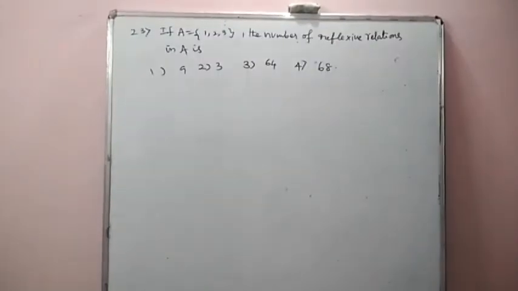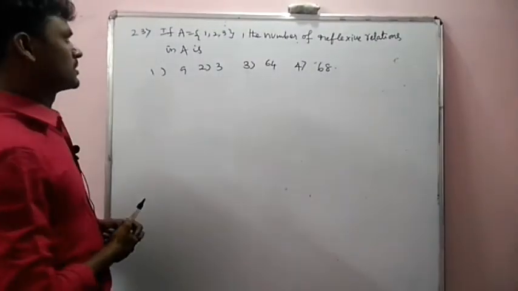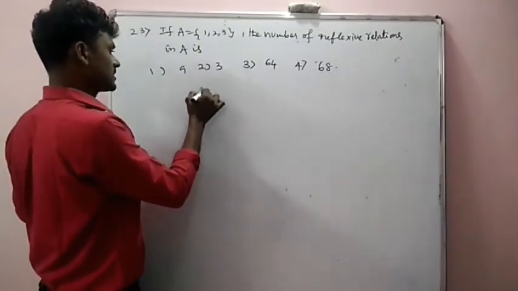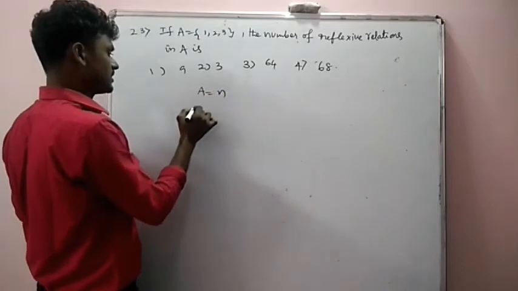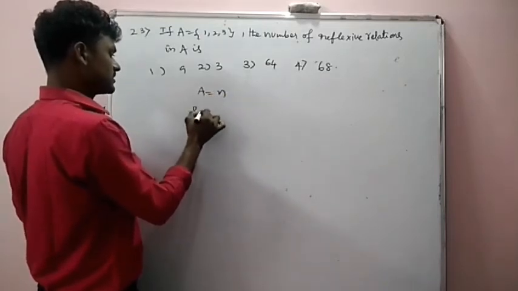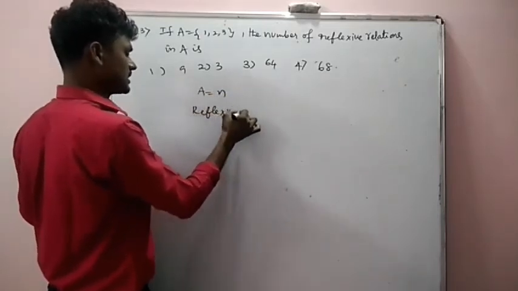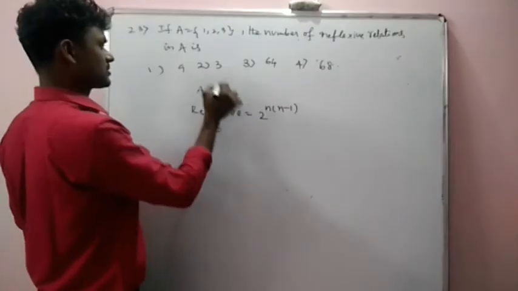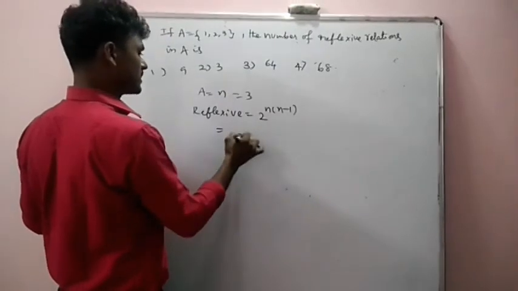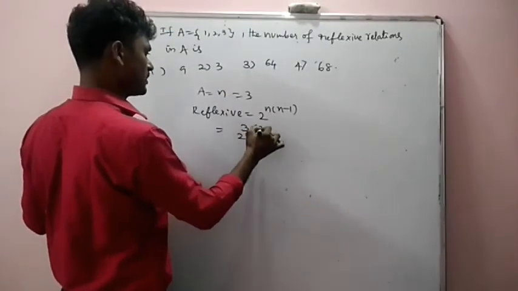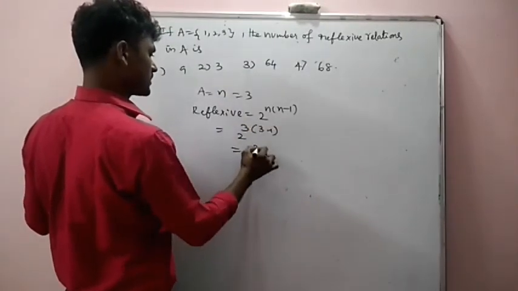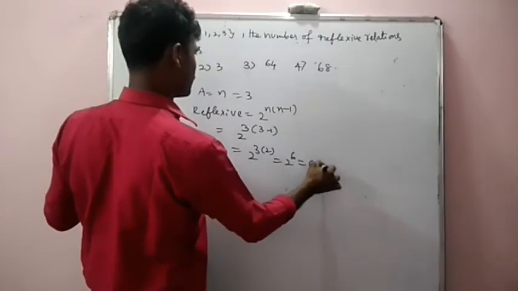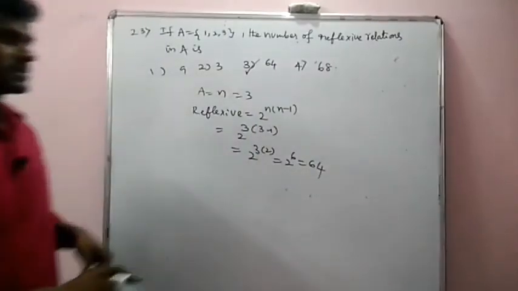Next question: if A is the set of 1, 2, 3, the number of reflexive relations on A is? If set A has n elements, the number of reflexive relations is 2 power n into (n minus 1). Here n is equal to 3. Then 2 power 3 into 2 is 2 power 6, which is 64. Total reflexive relations are 64.